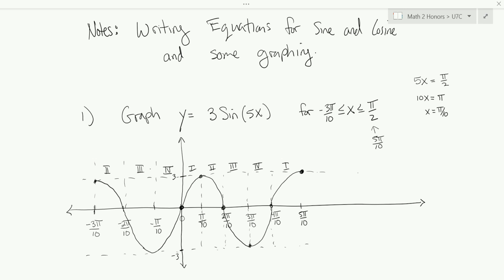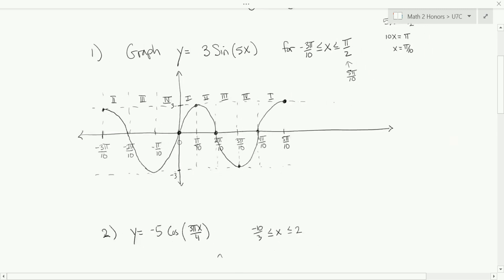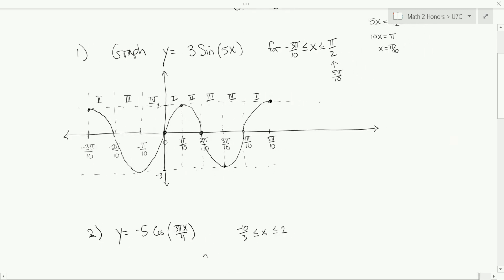Okay. So number 2, graph y equals negative 5 times the cosine of 3 pi x over 4 from negative 10 over 3 to 2.